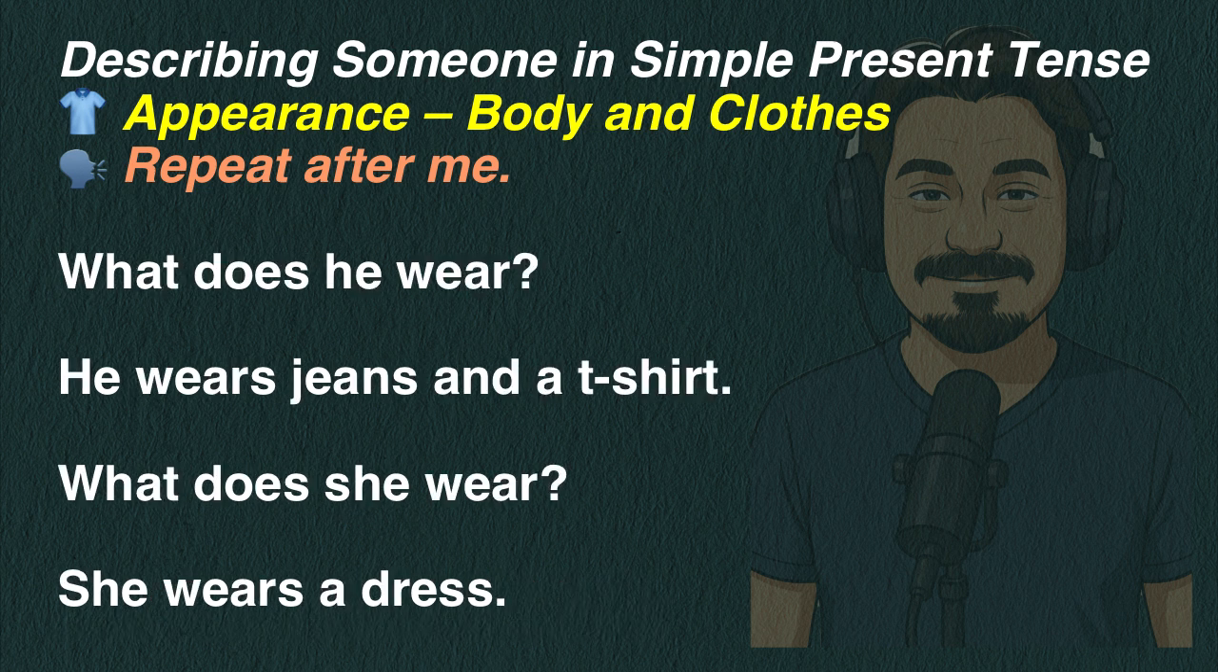What does he wear? He wears jeans and a t-shirt. What does he wear? He wears jeans and a t-shirt. What does she wear? She wears a dress. What does she wear? She wears a dress.